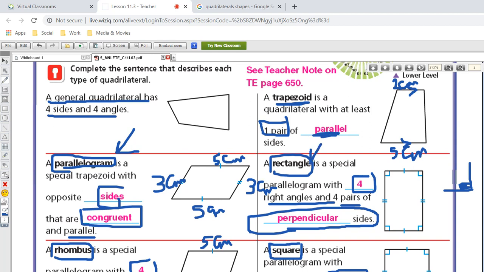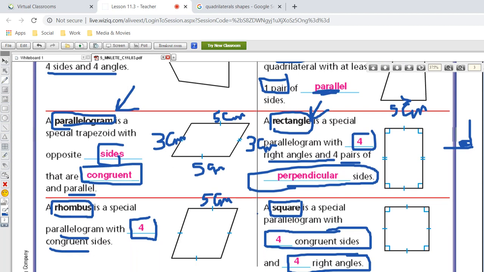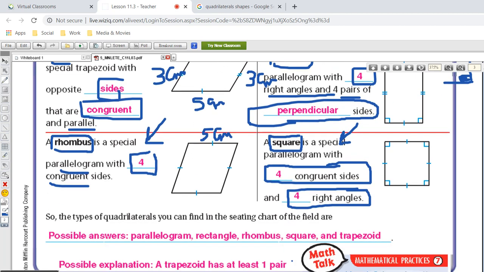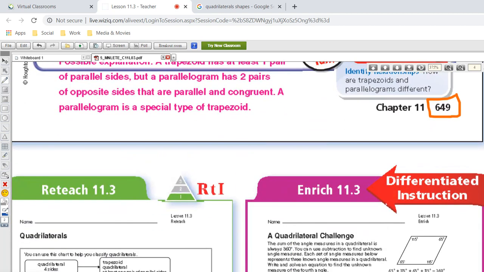Rectangle here: a rectangle is a parallelogram with 4 right angles and 4 perpendicular sides. You have to keep these properties in your mind. You have to memorize each property of each figure. Rhombus here, 4 congruent sides, and square here, 4 congruent sides and 4 right angles. Okay, let's move to the next page.